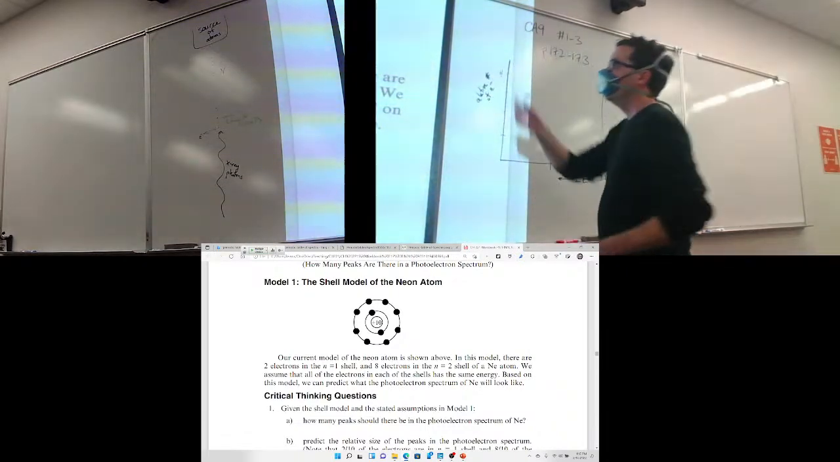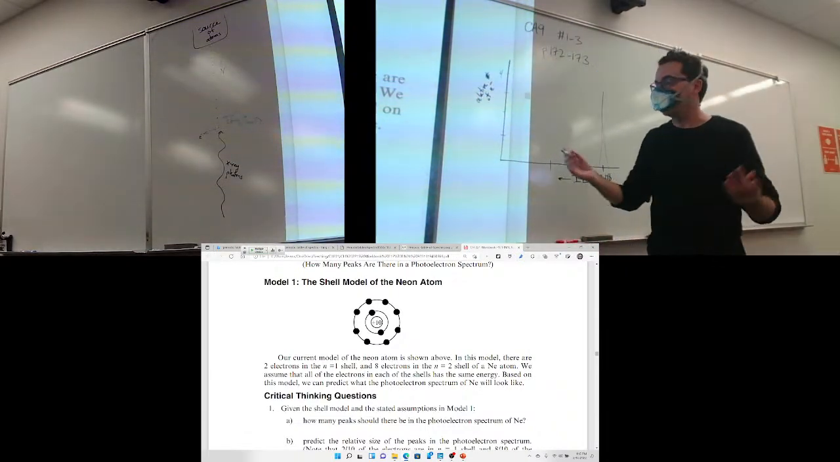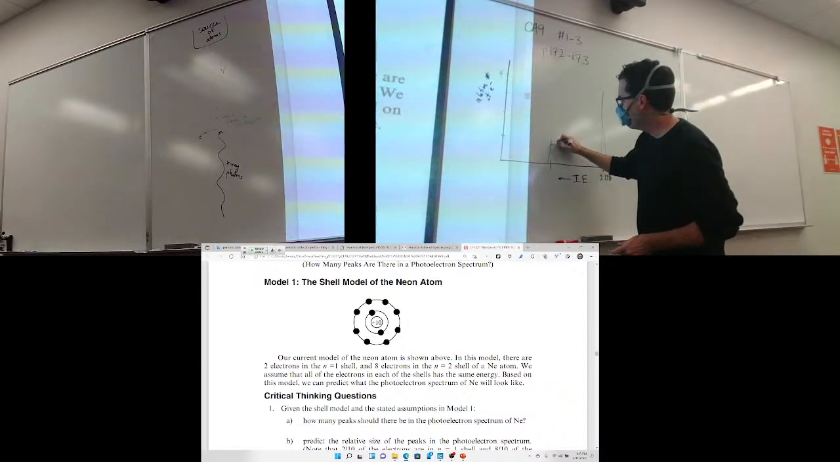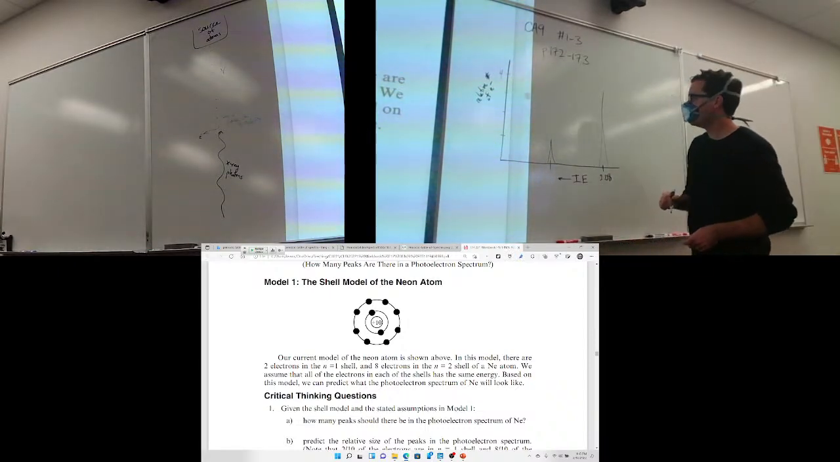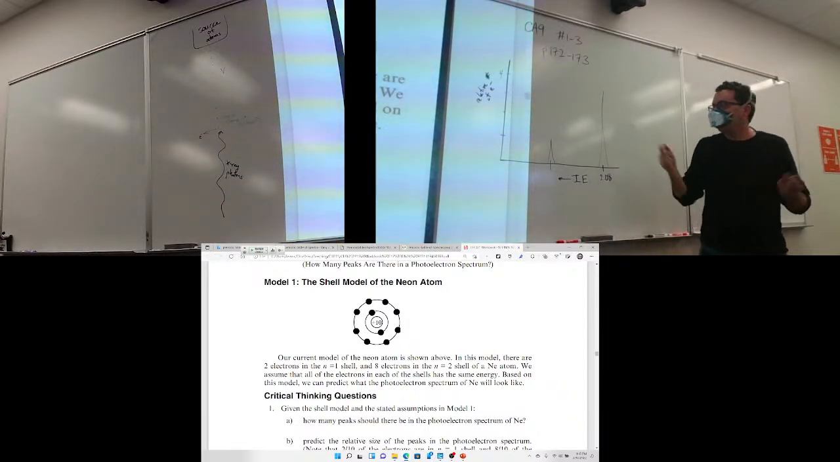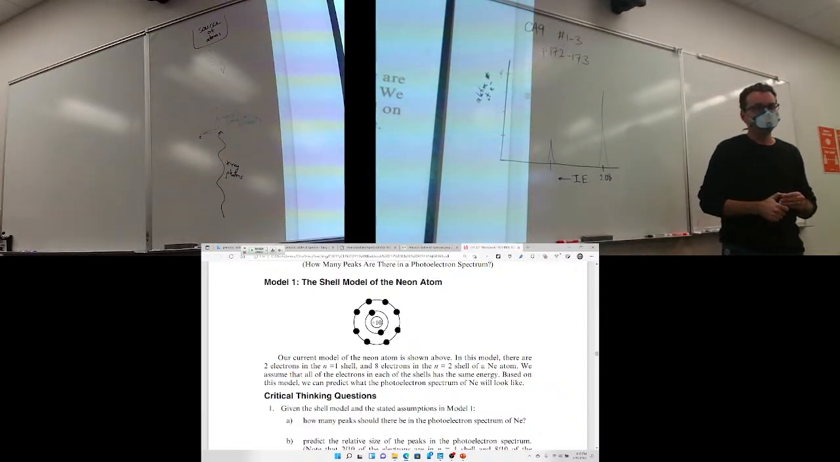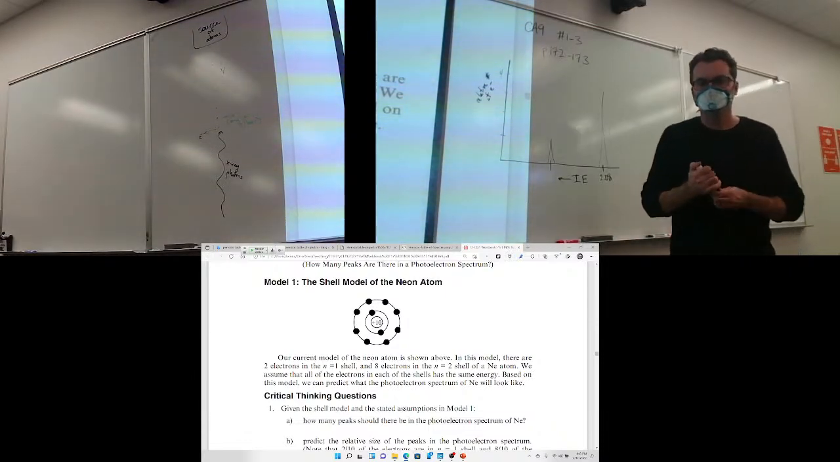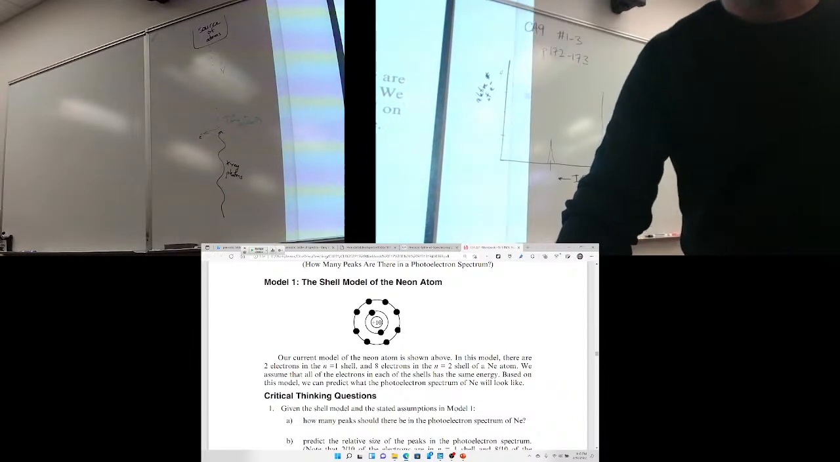And then the next 2 have the higher ionization energy. And they're in a ratio of only up to 1. So 1 to 4. That's kind of what we expect it to look like. So far so good? Yeah, all right. Okay.